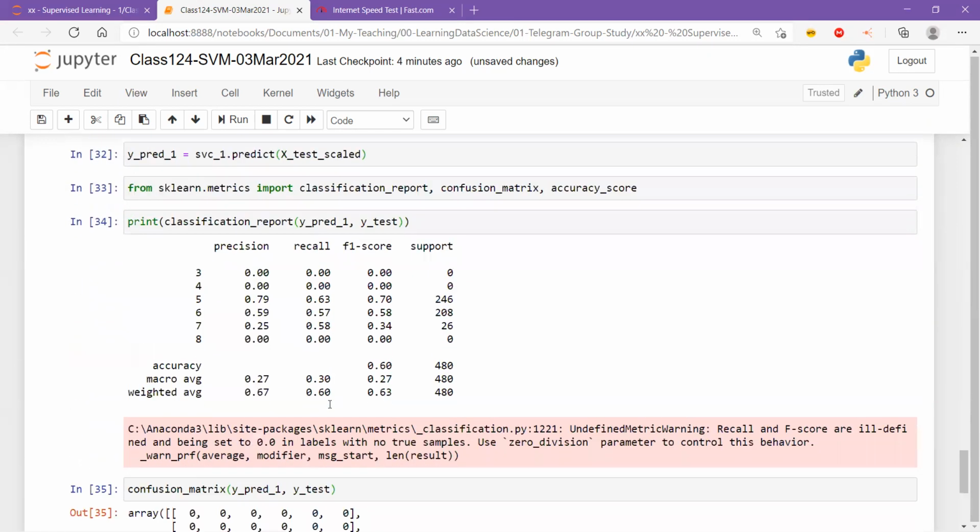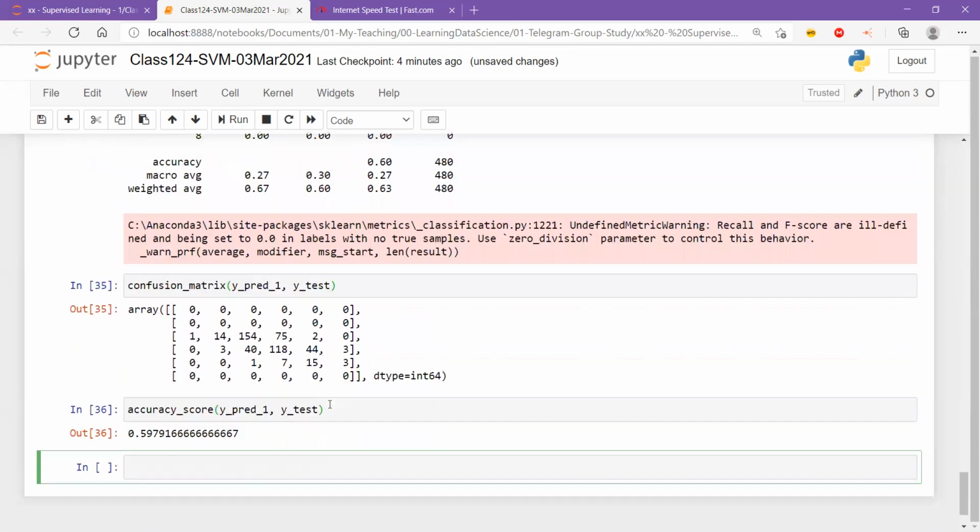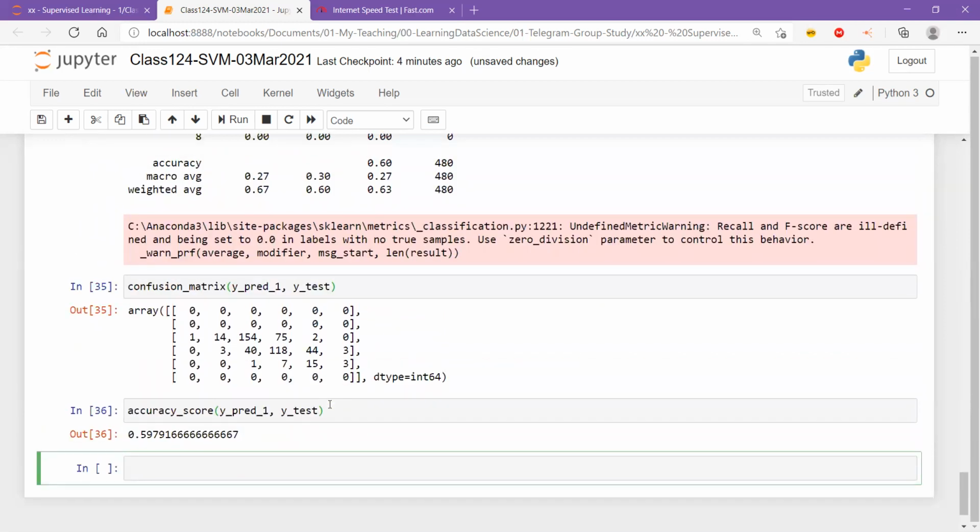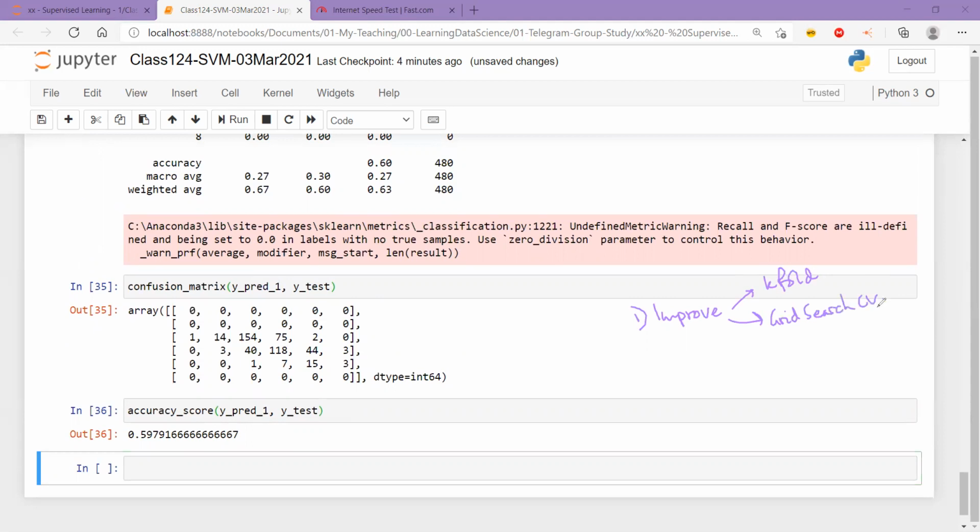Okay, let's see how we can improve it, but we are going to do that in the next session. So we will continue from tomorrow. We will look into how to improve these two things tomorrow. The first thing will be how to improve the model. Now we know how to do that. We can do k-fold. That's one way. And I'm going to use grid search cross validation. So that's two ways in which I'm going to improve.